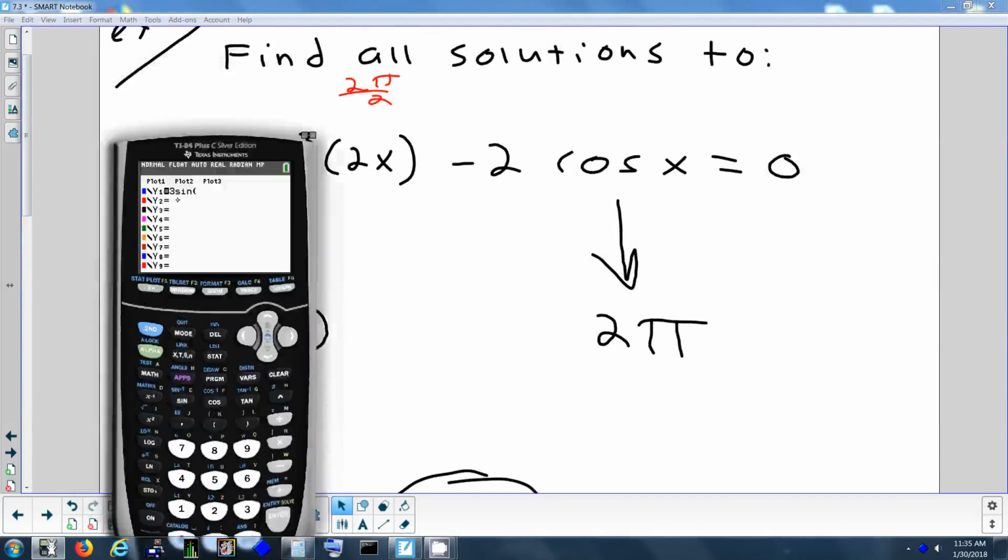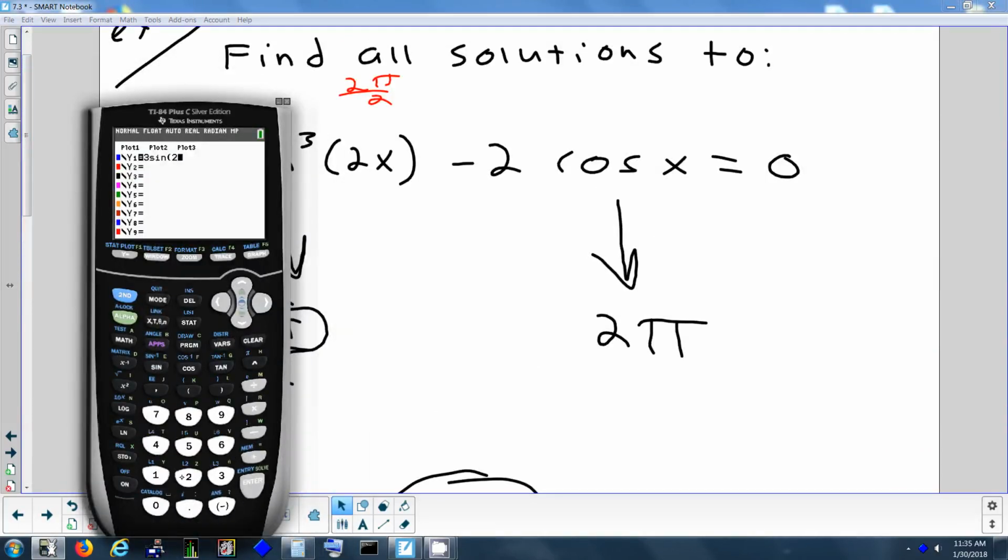3 sine 2x cubed. Okay. Part of doing this is you have to know how to type it in. I will not help you the day of the test to figure out what buttons do I press or how do I type it in. I'm showing you right now. That's how you type it in. Minus 2 cosine x.